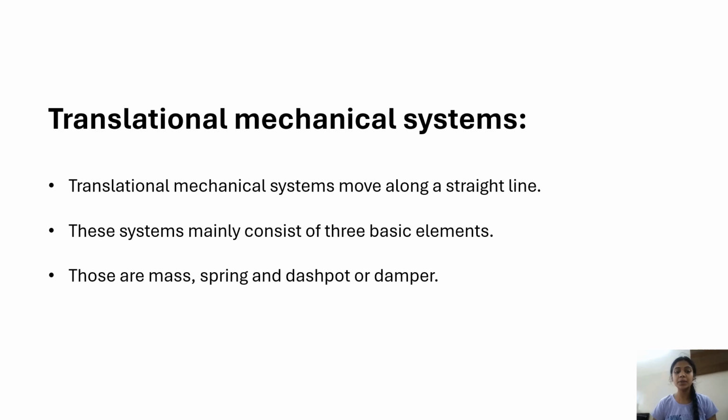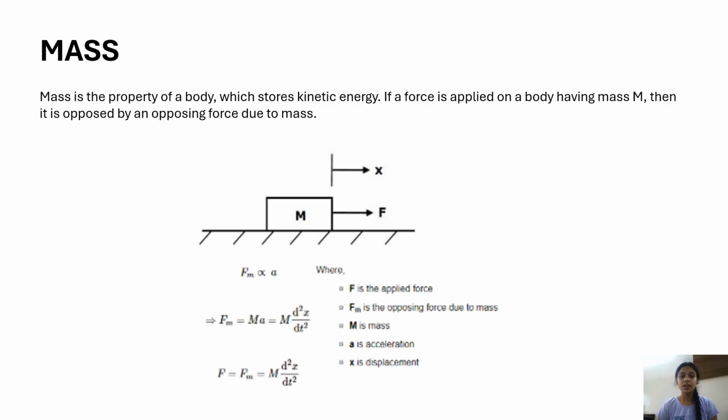Here, translational mechanical systems move along a straight line. These systems mainly consist of three basic elements. Those are mass, spring and dashpot or damper. Let us discuss the mass.